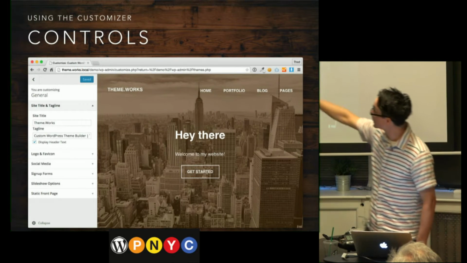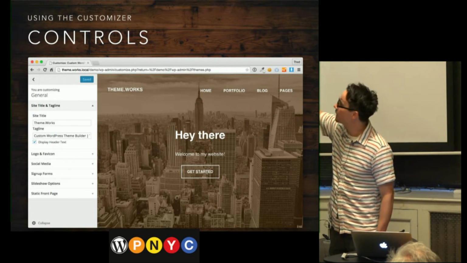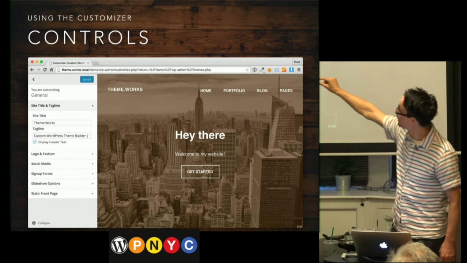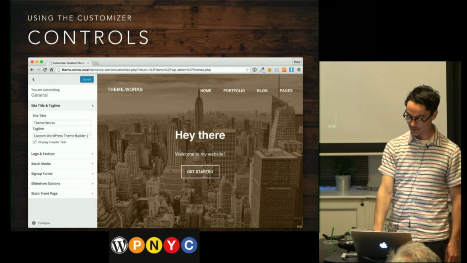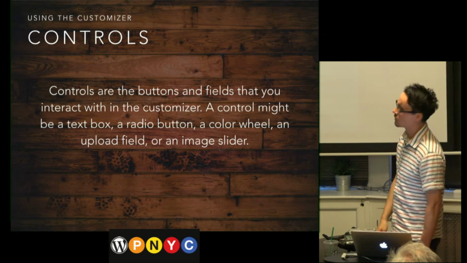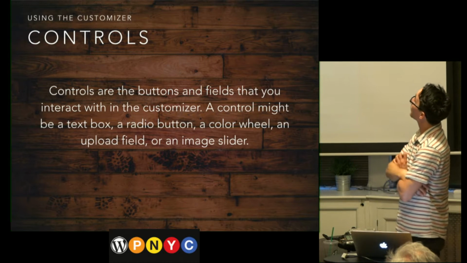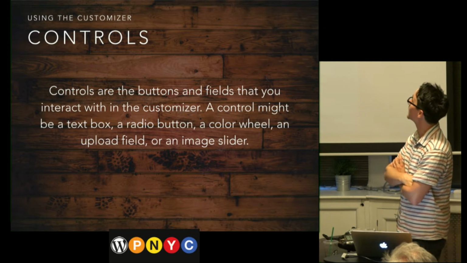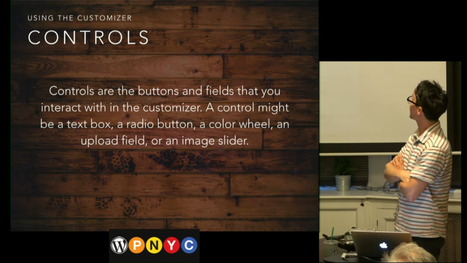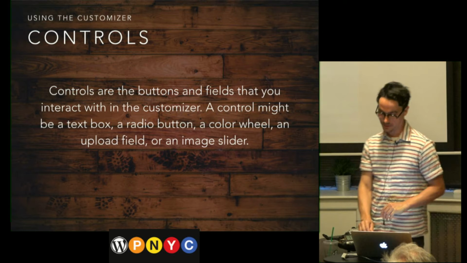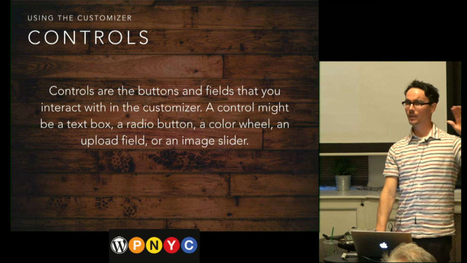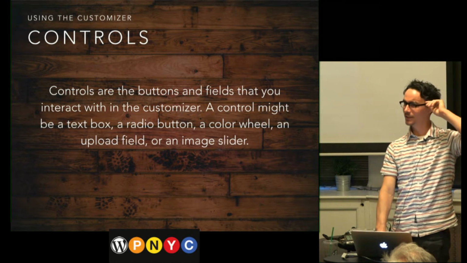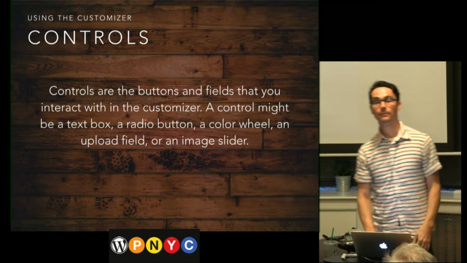So your controls are the individual fields that control the setting. Another way to think about controls is the buttons and fields that you interact with in the customizer. A control might be a text box, a radio button, a color wheel, an upload field, or an image slider. Let me stop real quick. Any questions so far? Yeah?